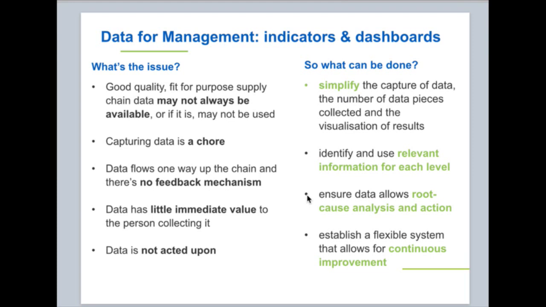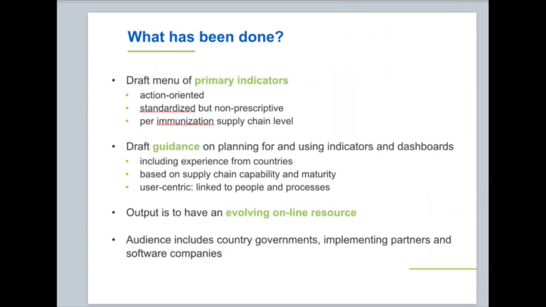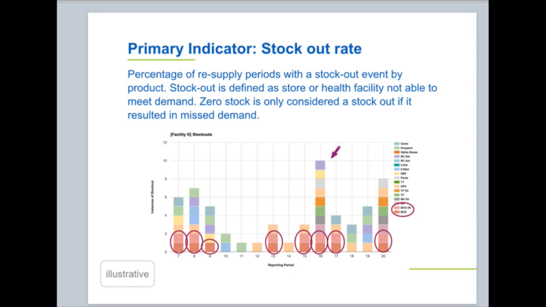So one of the indicators that we're suggesting is the stockout rate, considering it as the number of events where we are missing demand. We see here in this data that we have put up that there were particular issues in this reporting period 16. We have the reporting periods down there and the products in each of the colors, and then the number of incidents on the vertical axis. So in this reporting period 16, a lot of the products had stockout. That comes clearly from this graph.